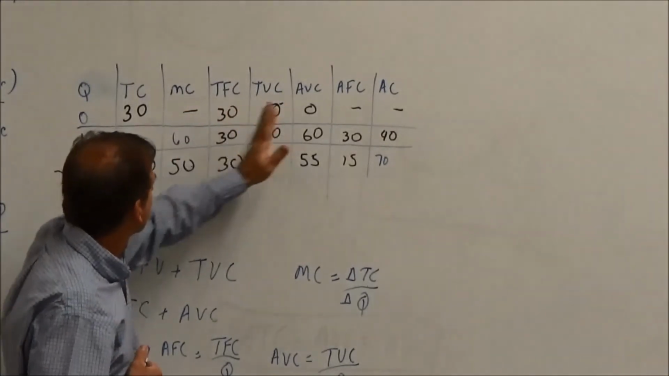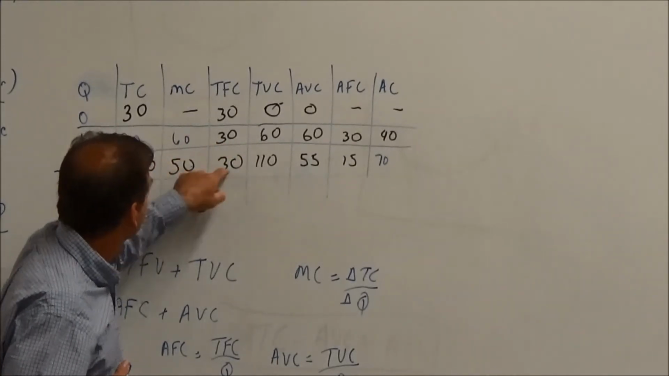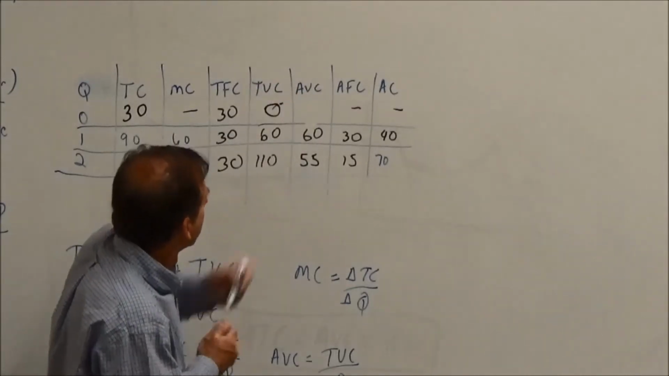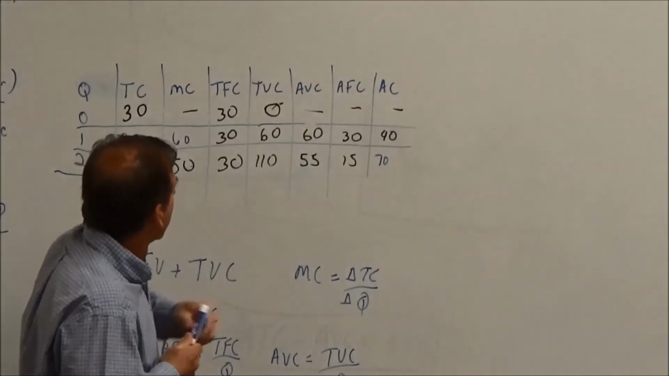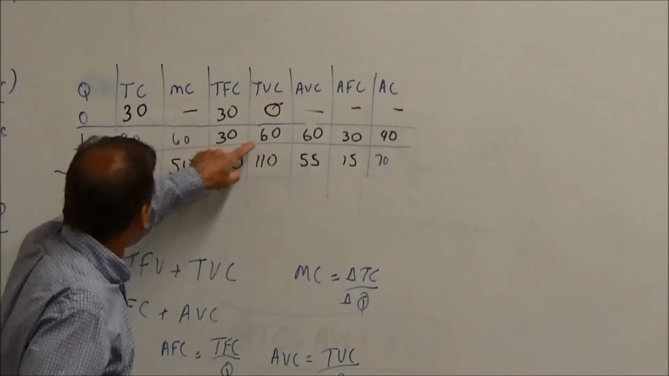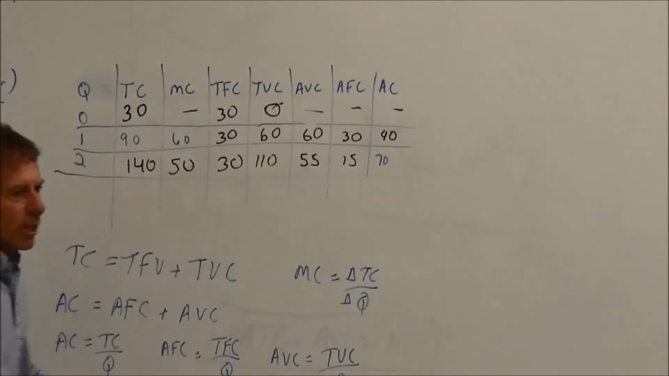And then the variable is just the difference between here and here. So 90 minus 30, 140 minus 30. So that's good. Averages are just divided. That's just a blank. And these look good. 90, this divided by 1, this divided by 2 is good. So everything else is good.